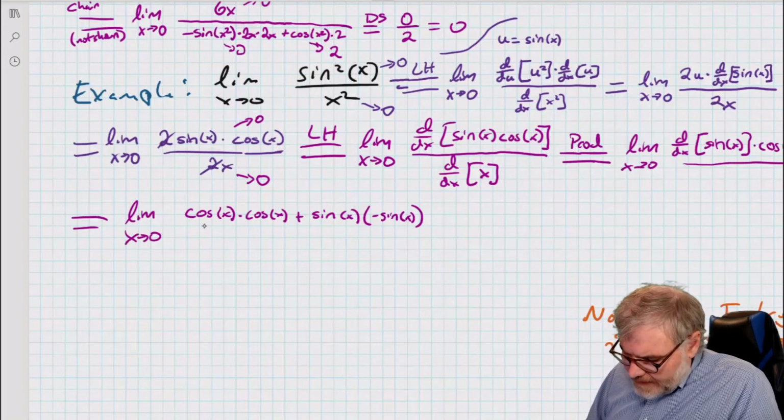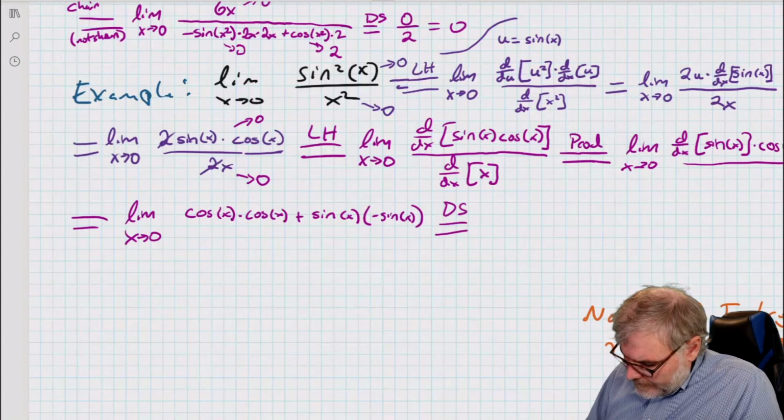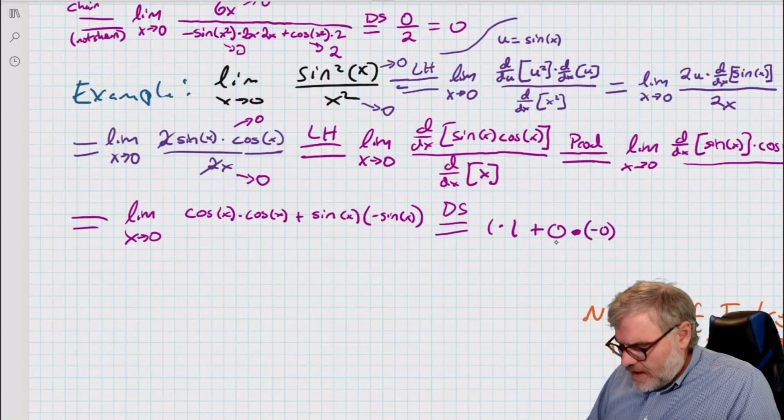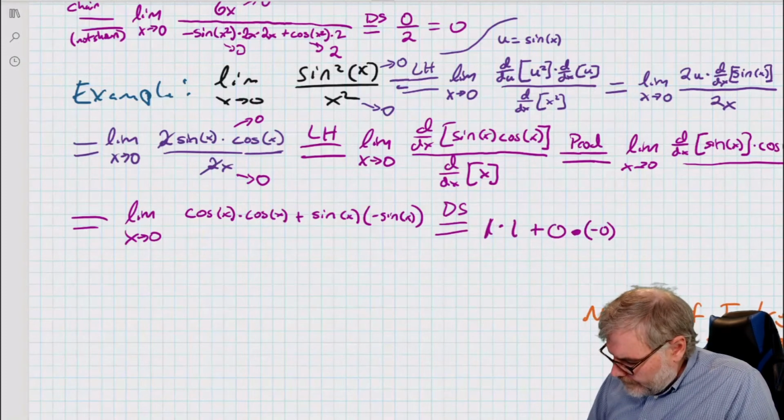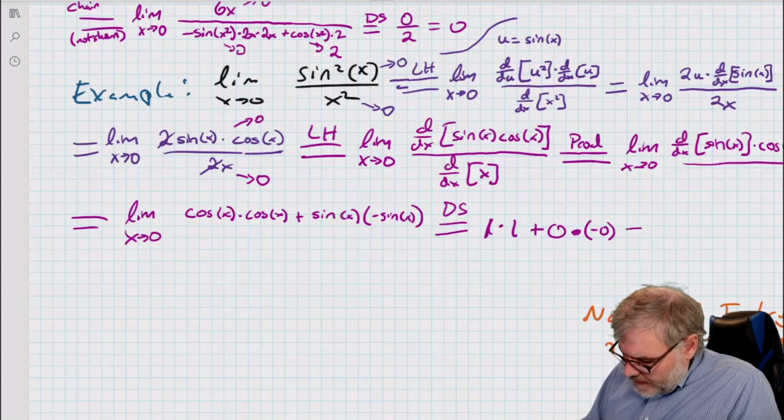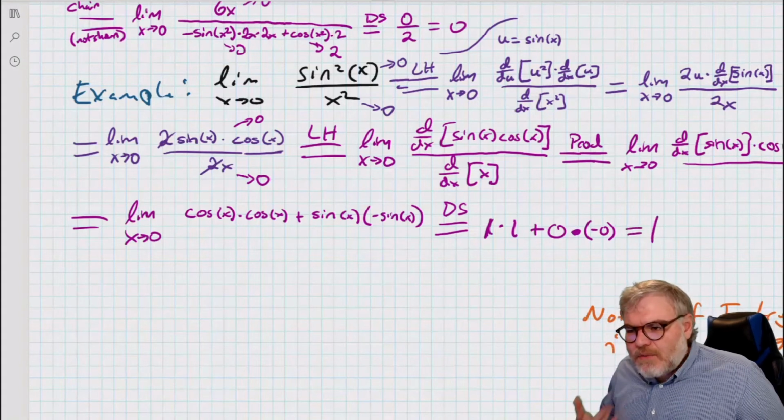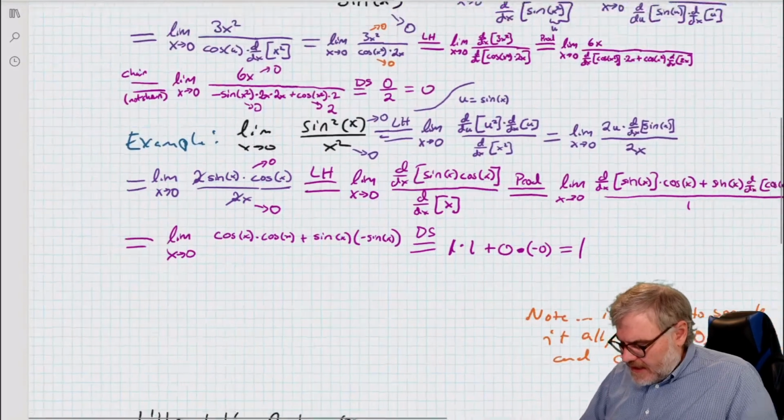So now all I need to do is sub in my 0. So 0 times a negative 0, this is a 1. And that's just going to equal 1. So I did it twice. I took the derivative twice, and I wound up with that.